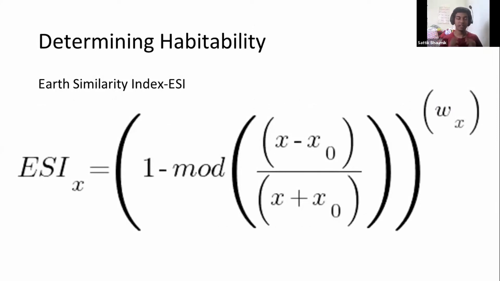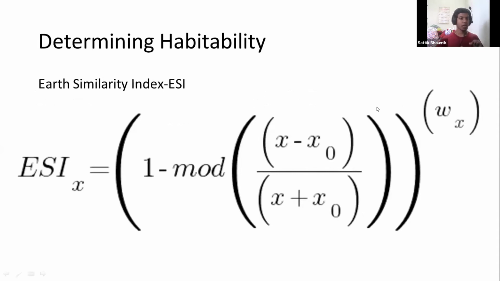ESI can be defined as a ratio of comparison where we compare the exoplanet to our planet Earth. Here's the formula. ESI of any parameter X, say radius or density, is calculated using this formula. And over here, W of X is the weight exponent of that parameter for Earth. If we would have used Mars as the reference, it would have been Mars Similarity Index. The weight exponents would have been different.